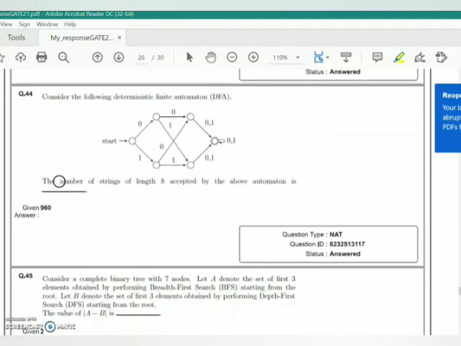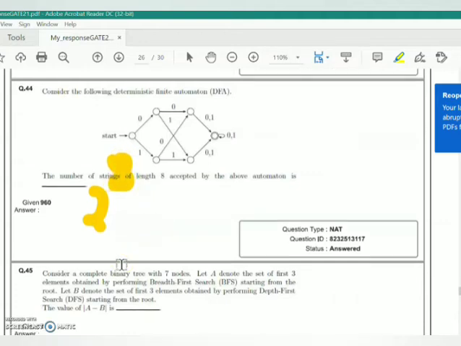In question number 44, the first 3 bits give 2 raised to 3 combinations and the remaining 5 bits make the length of 8. So overall 2 raised to 8 is the answer, 256.